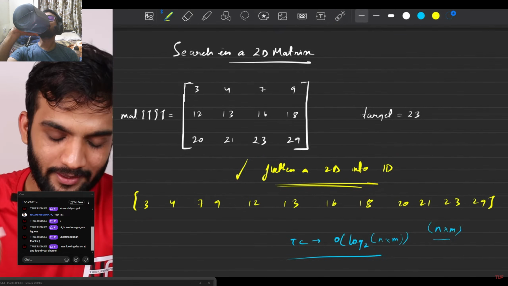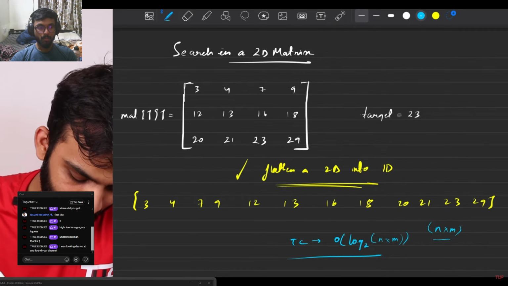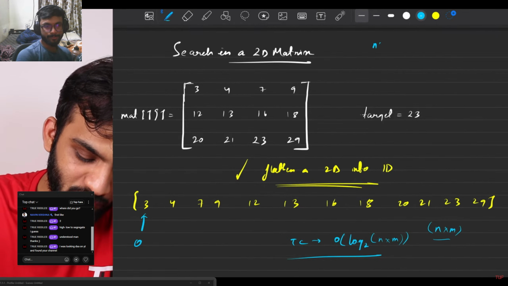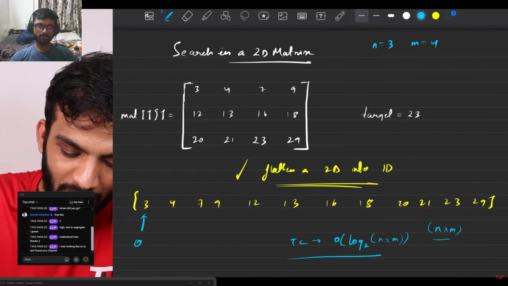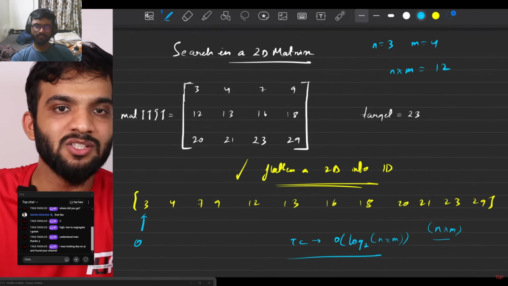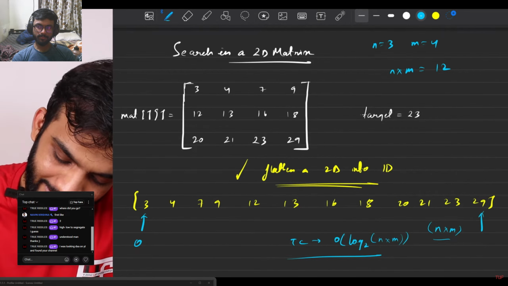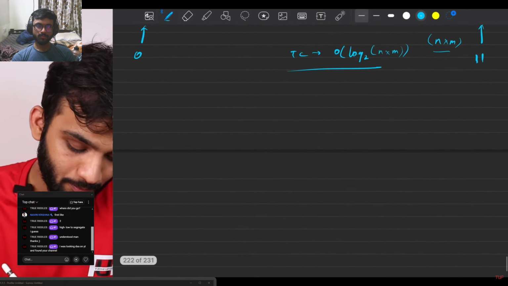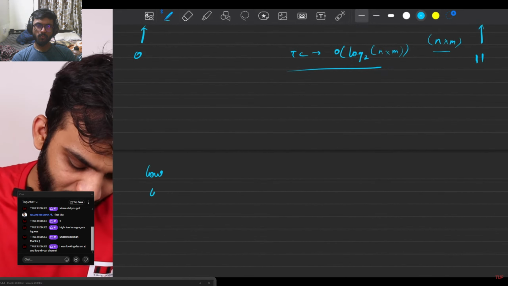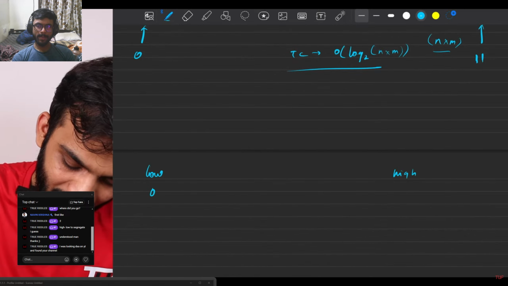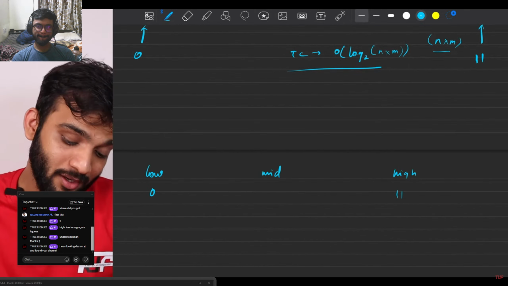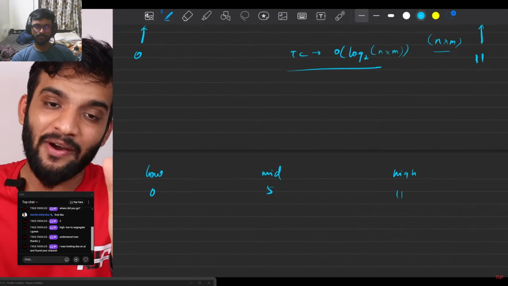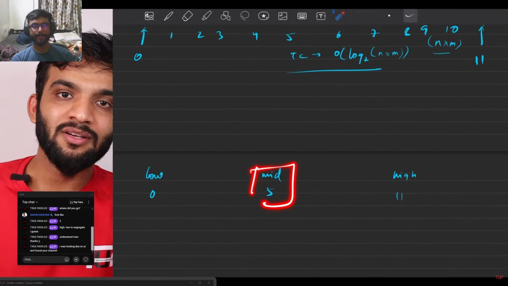So let's look at this. This index is 0, and over here n is 3, m is 4, so n cross m, the total number of elements, is 12. Thereby the last index will be 11. So you will perform a binary search where low is 0 and high is 11, and you'll find the middle to be 0 plus 11 by 2, that is 5. So the value of middle is 5.